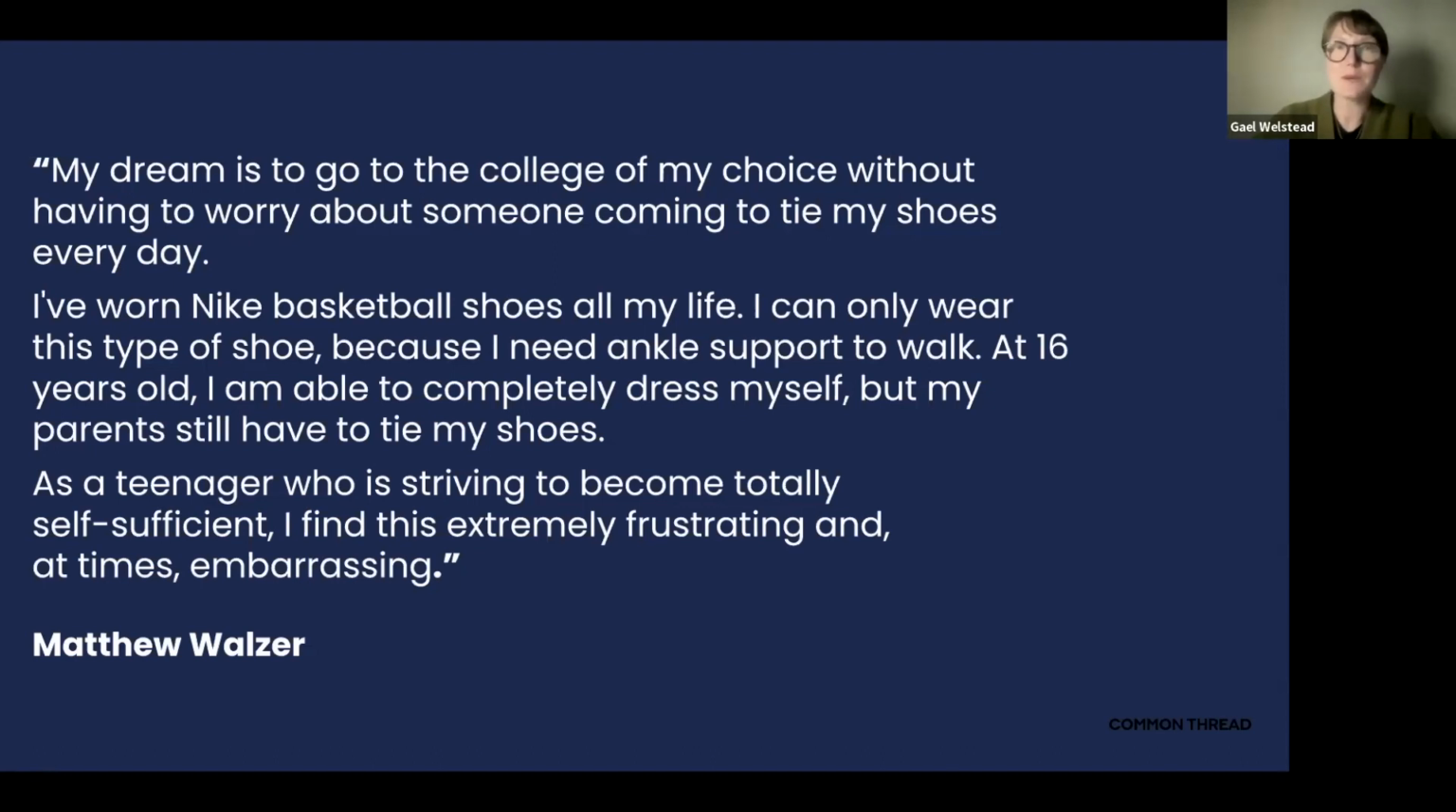So my dream is to go to the college of my choice without having to worry about someone coming to tie my shoes every day. I've worn Nike basketball shoes all my life. I can only wear this type of shoe because I need ankle support to walk. At 16 years old, I am able to completely dress myself, but my parents still have to tie my shoes. How embarrassing. As a teenager who is striving to become totally self-sufficient, I find this extremely frustrating and at times embarrassing.